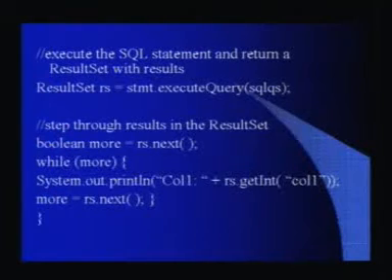So, if you have 10 rows, initially it points to the first row. So, here we are saying Boolean more is equal to rs.next. Initially, we have moved that particular pointer to the first row. Boolean more is equal to rs.next.